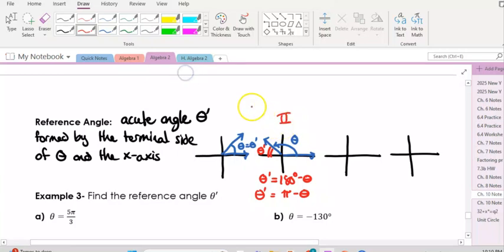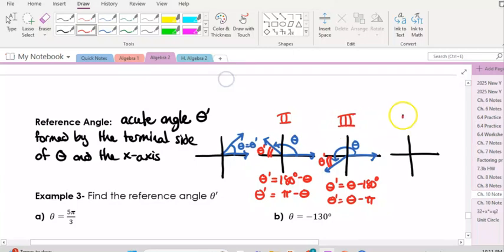All right, if you're in quadrant 3, so if you're down here, then your angle theta is formed right here. And your reference angle is this angle right here, between the x-axis and the terminal side. To find your reference angle, you take your original angle and subtract 180 degrees, or your original angle and subtract pi if you're in radians. That's for quadrant 3. That's the formula.